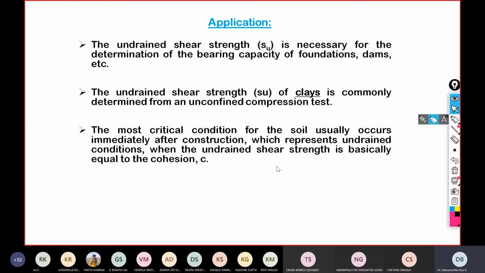Usually UCS will give you the least possible compressive strength of a soil sample. So that's why UCS is conducted. But this test may not always be reliable. From the UCS test, we try to determine the undrained shear strength, that is Su, which is nothing but qu by 2, where qu is sigma 1, the maximum compressive strength.